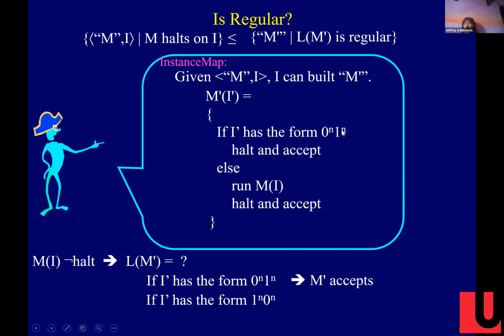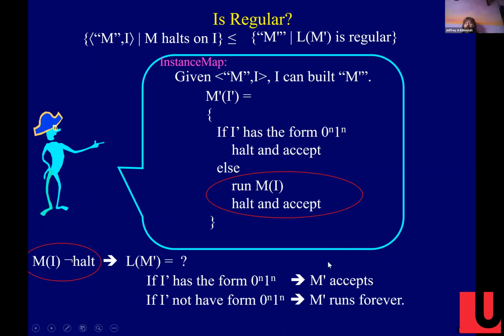Well, it doesn't have this form, so it comes down here and it runs M on I. What does M on I do? Oh, sorry, the wrong case. Here, M on I doesn't halt. So we come down here, and M on I doesn't halt, so what does M prime do? M prime runs forever. What happens if the input has any form other than 0 to the n, 1 to the n? It comes down here and M prime runs forever. Does that make sense?